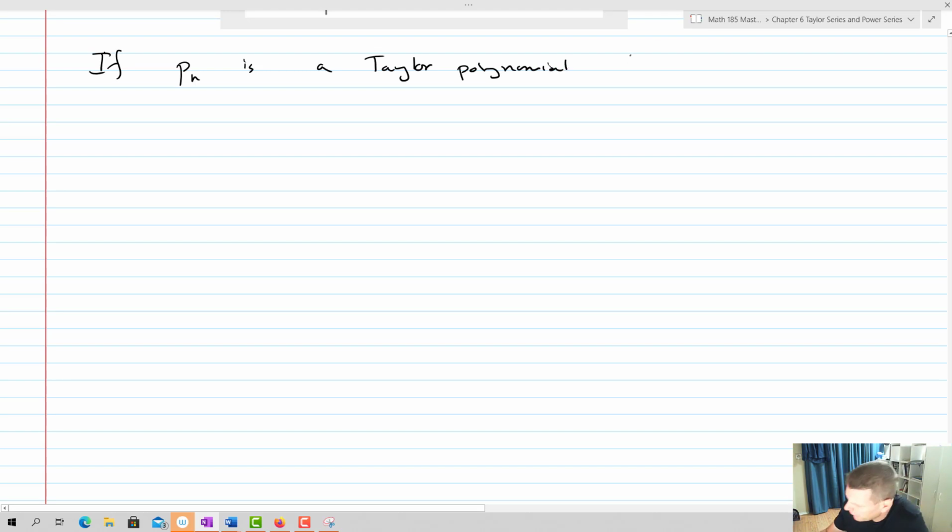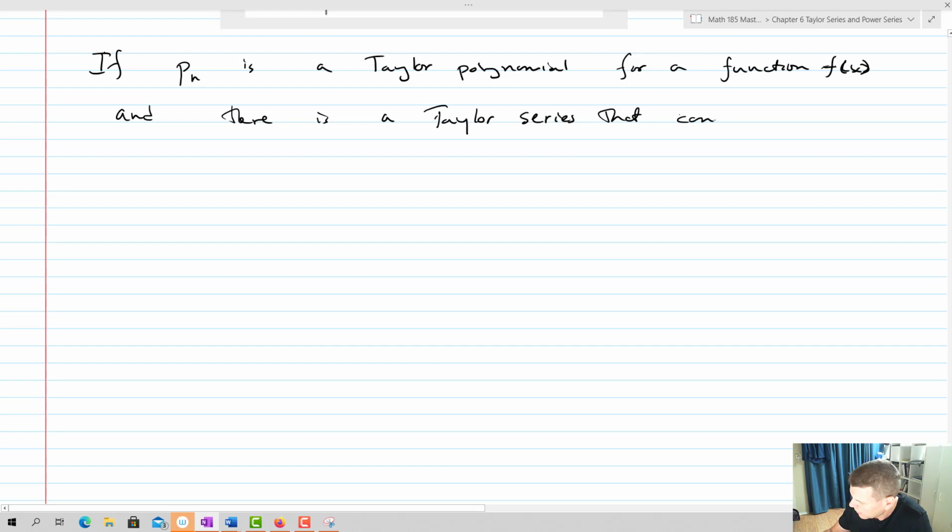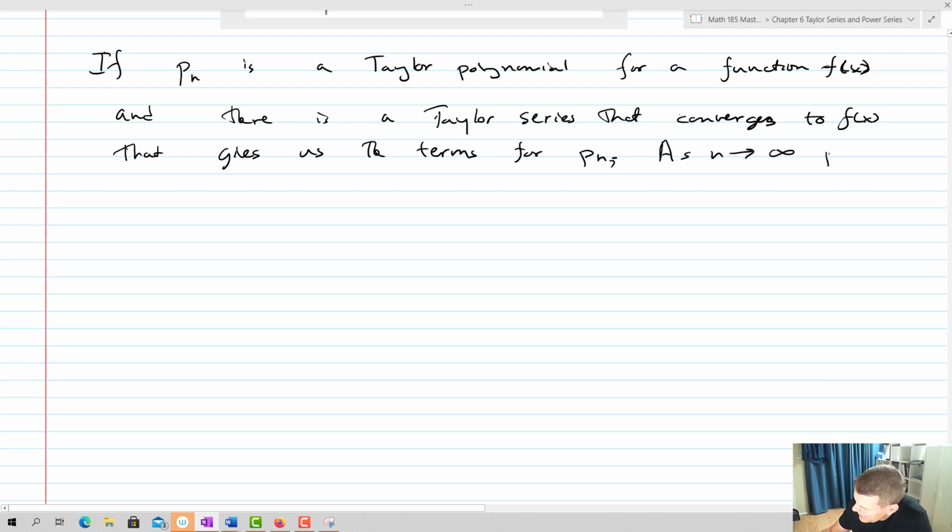So if we think about this as a big idea, if Pn is a Taylor polynomial for a function f of x, and there is, in fact, and we want to at least state this for right now, a Taylor series that converges to f of x, that gives us the terms for Pn. As n goes to infinity, Pn will approximate f of x better and better.